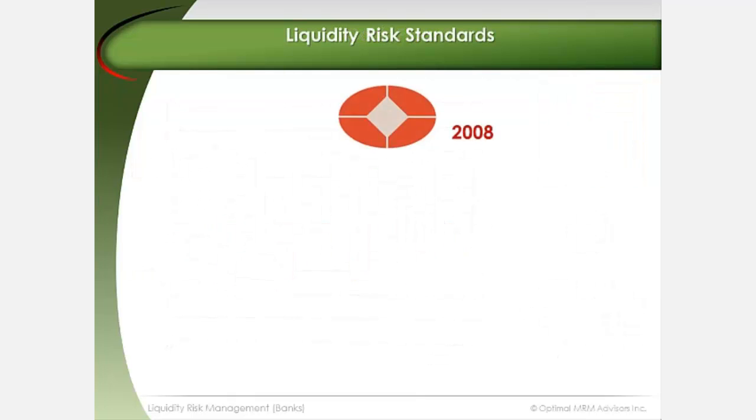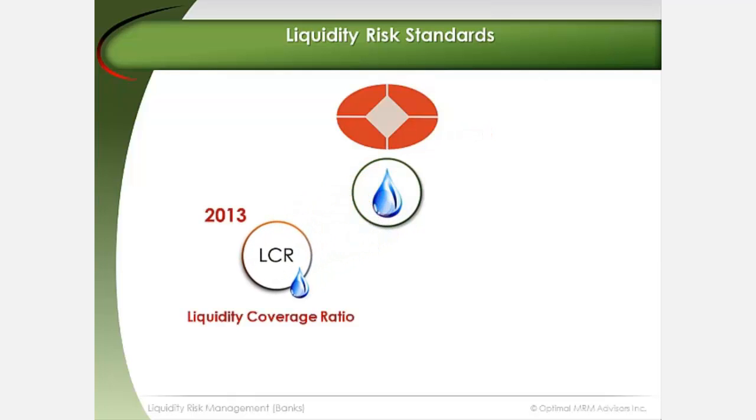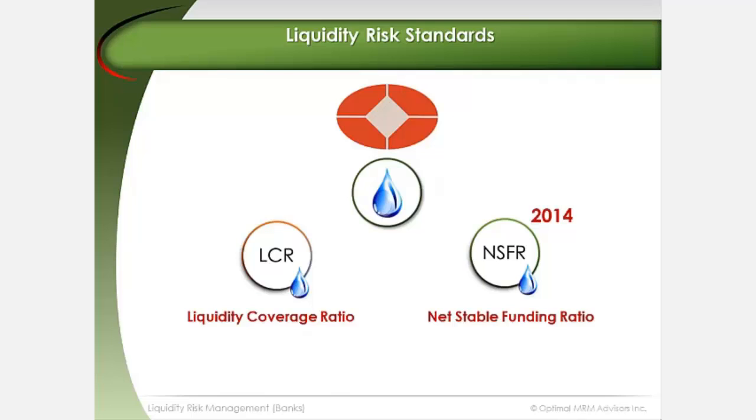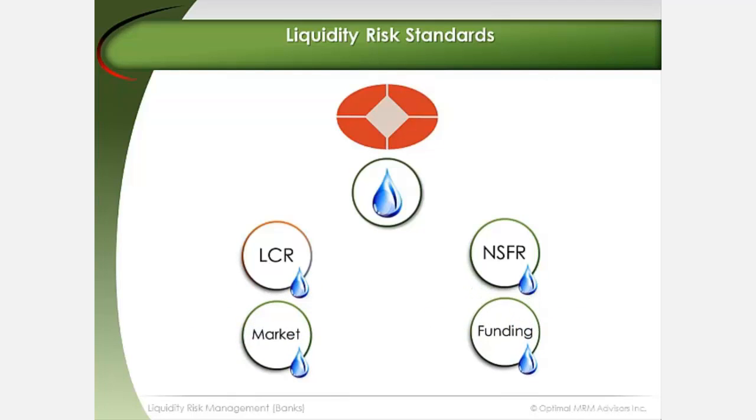In 2008, the Bank for International Settlements began to consider new requirements for liquidity in an effort to standardize the measurement and reporting of liquidity risk. This effort culminated in the development of the Liquidity Coverage Ratio, or LCR standard, and the Net Stable Funding Ratio, or NSFR standard. The Liquidity Coverage Ratio and Net Stable Funding Ratio metrics are broadly intended to represent market liquidity risk and funding liquidity risk, respectively.